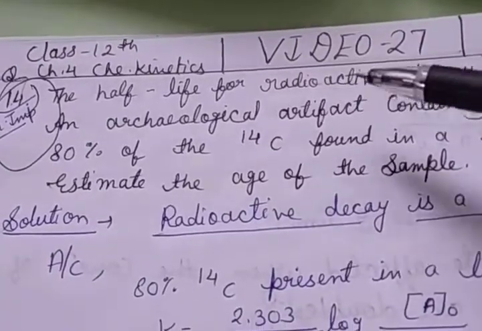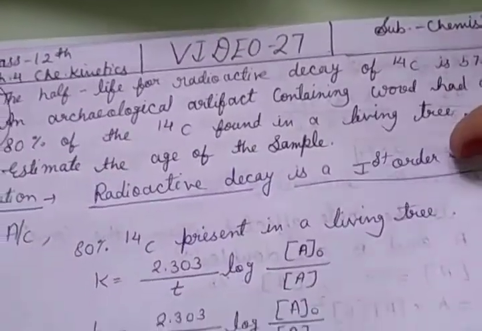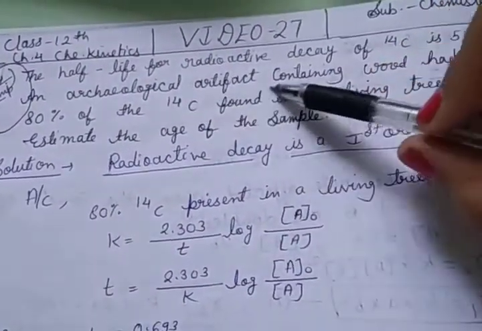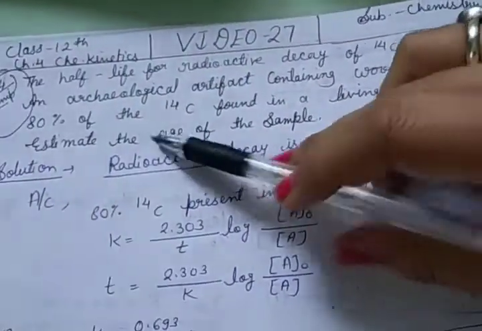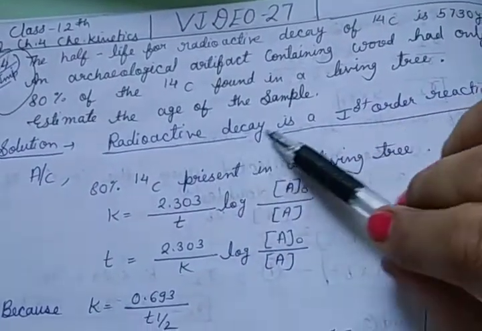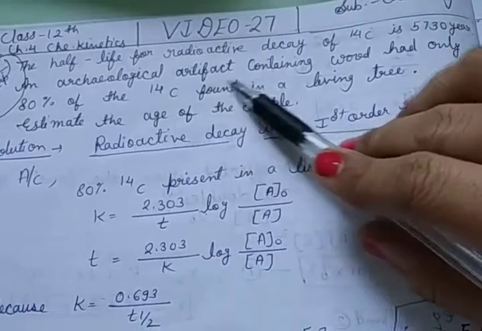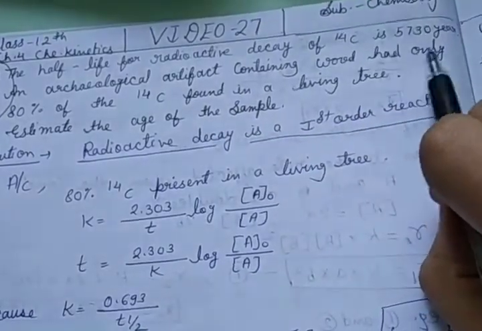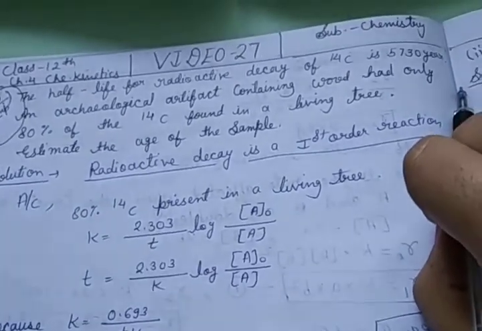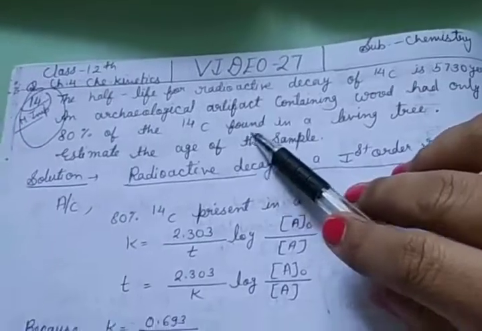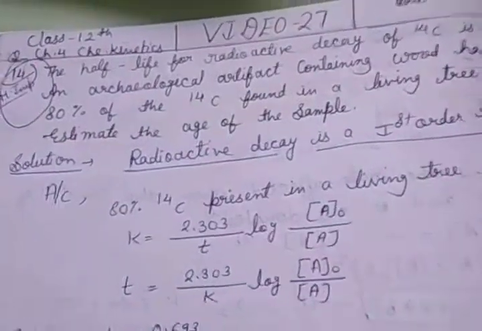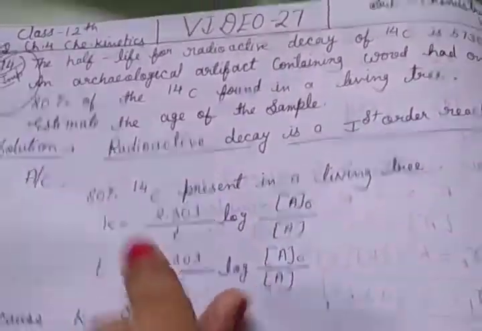Question number 14. The half-life for radioactive decay of carbon-14 is 5730 years, and an archaeological artifact containing wood had only 80% of the carbon-14 found in a living tree. Estimate the age of the sample. The half-life for radioactive decay of carbon-14 is 5730 years, that means the time is given, so the K value can be found. The artifact had only 80% of the carbon-14 found in a living tree. Estimate the age, that is, T we have to find.